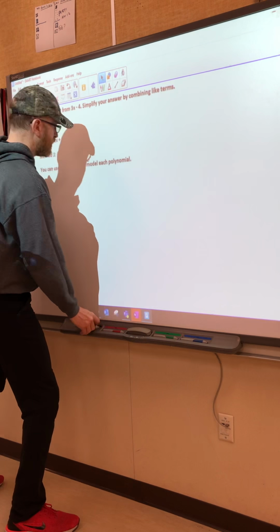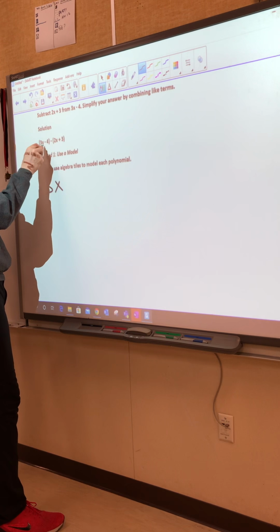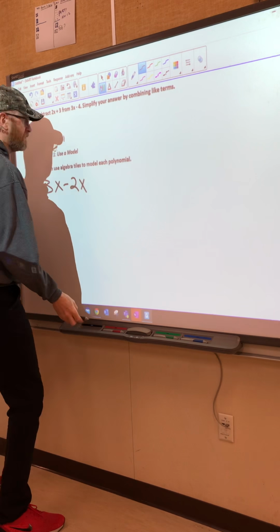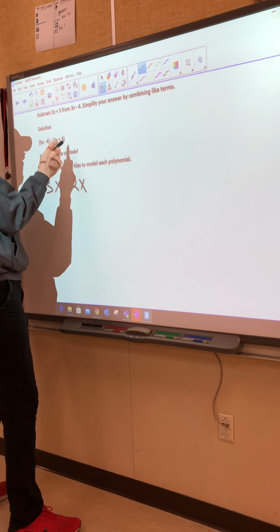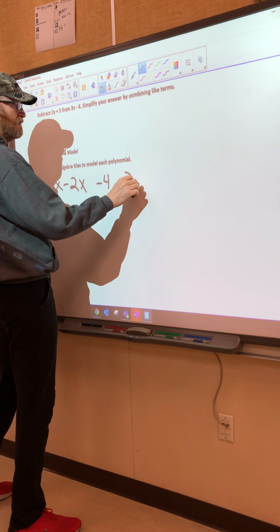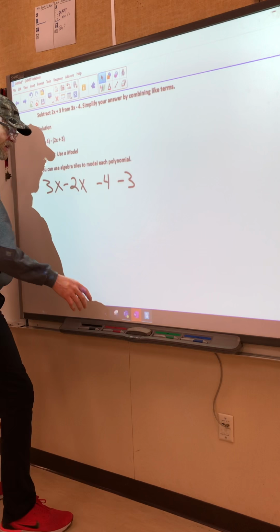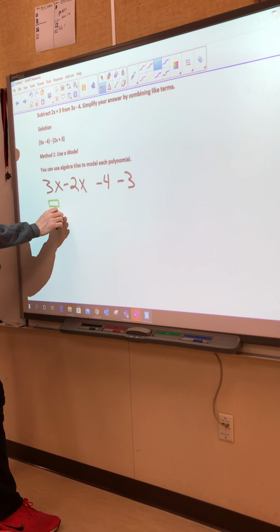I'll rewrite this thing so it's bigger. 3x, and then we have negative 2x. 3x, negative 2x, and then we have negative 4, take away 3. So it's negative 4, and then minus 3 more. I don't know if that's very clear. I think I'll leave that there, but I think I'll draw it up here so that you can see what we're doing here. So this is 3x.